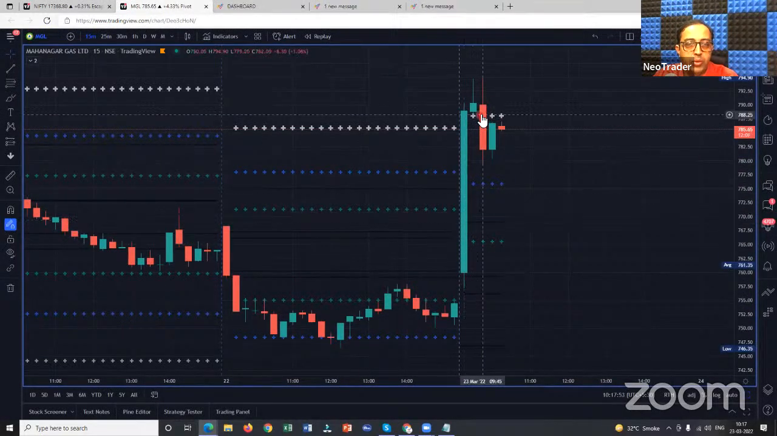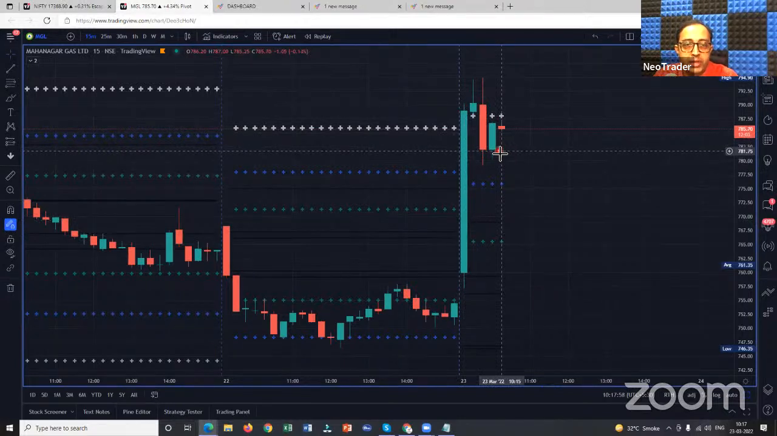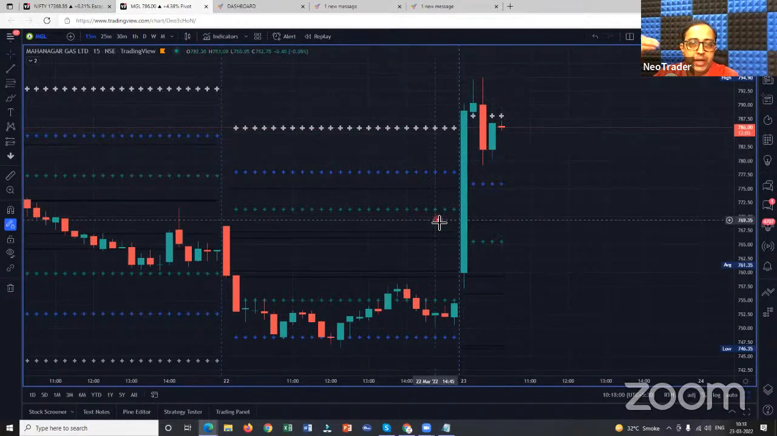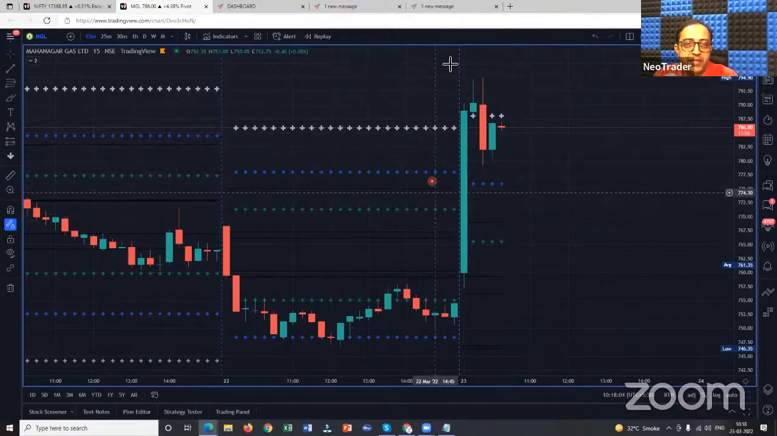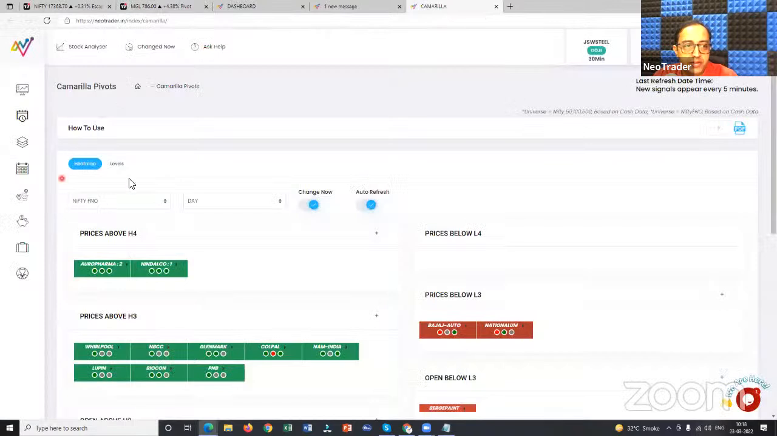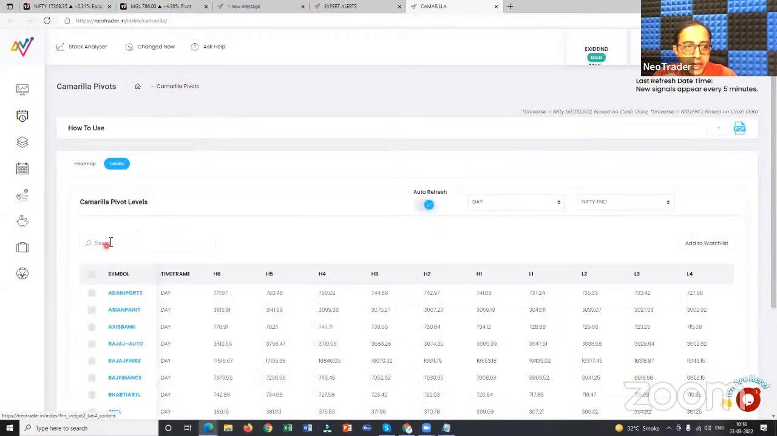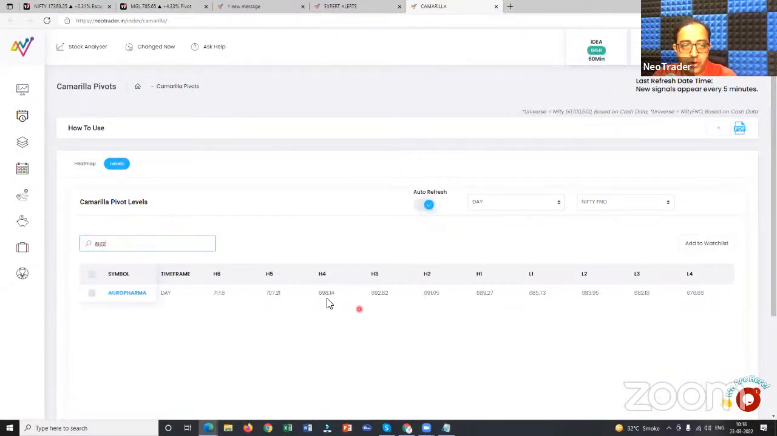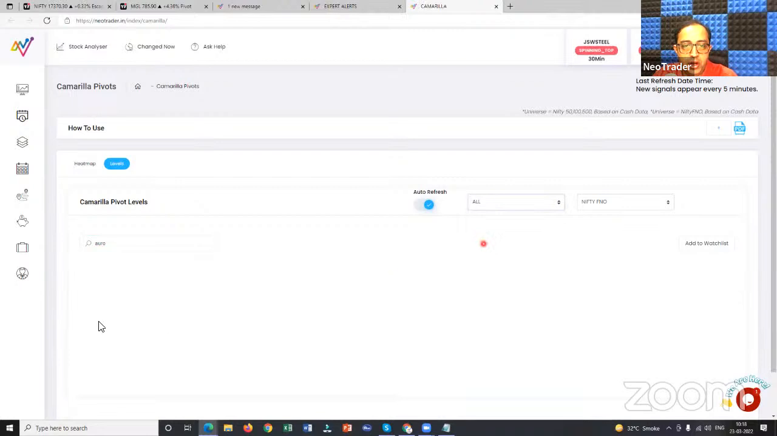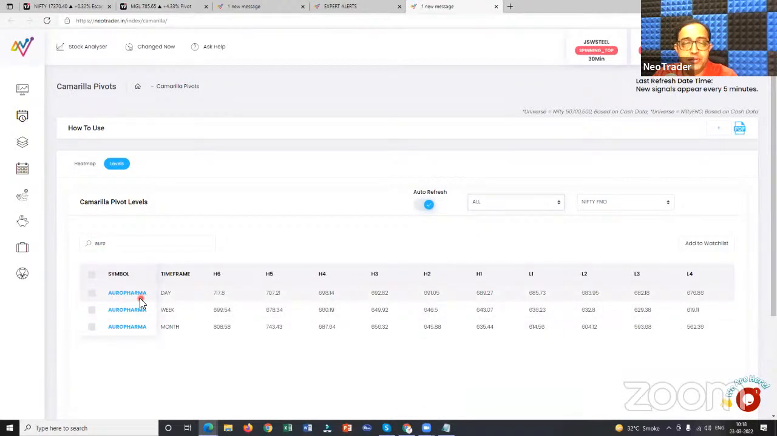Sharp move above H4. If it comes out of H4, your move is made, and the expected target is H5 and H6. If you want to know what the H5 and H6 targets are, that also we have set for you. You can go here, you can type here Oro. So you have got your H5 and H6 targets. So everything is designed for you, everything is set for you on a daily basis. If you say all, you have the Oro Pharma targets for the day, week, and month.